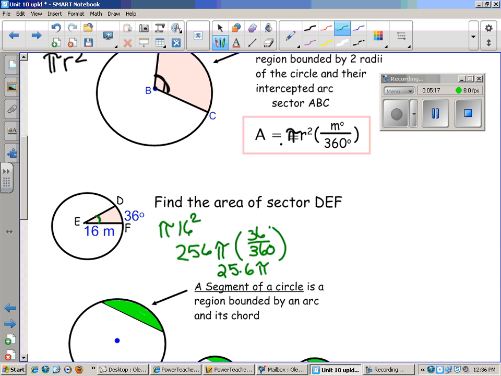And if I wanted the rounded area, I would just multiply 25.6 times, and hit my pi button, and that comes out to be like 80 point something, 80.4. Okay, so if they ask me for the exact answer, I'd leave it like that. If they ask me for the rounded answer, I'd go ahead and hit the pi button. Pretty easy? Yes.